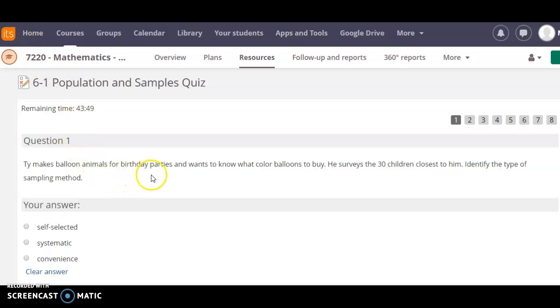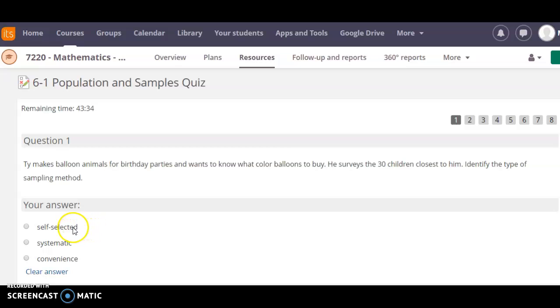So first one, Ty makes balloon animals for birthday parties and wants to know what color balloons to buy. He surveys the 30 children closest to him. Identify the type of sampling method. Well, obviously it's not systematic because they're not doing every nth person.